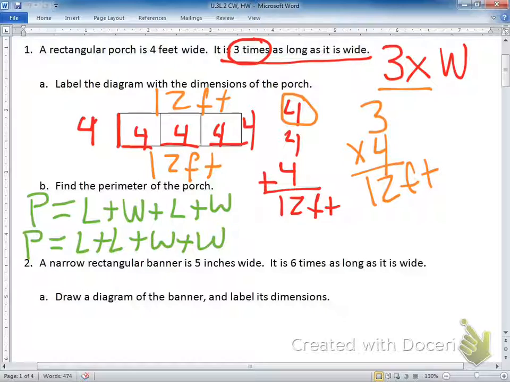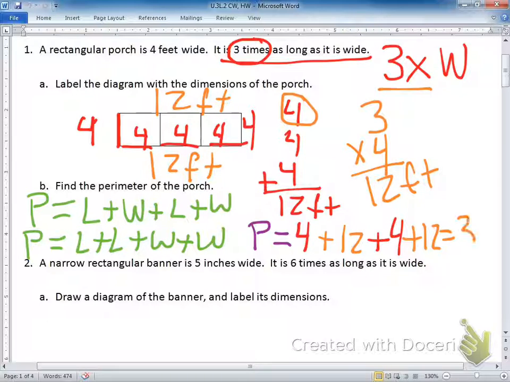So what we're going to do is add these numbers together. So perimeter equals our width of 4 plus our length of 12 plus our width of 4 plus our length of 12. When you add up those 4 numbers, 4 plus 12 is 16, plus 4 is 20, plus 12 is 32. And then don't forget your units, 32 feet.